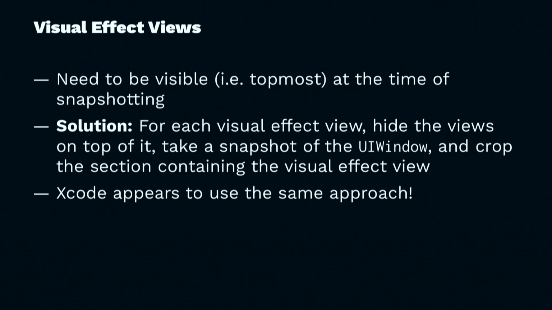The constraint here is that to snapshot a visual effect view, it needs to be actually visible at the time that you take the snapshot. So you have to be able to snapshot the window, and see the visual effect view directly so you can crop it out. What we do here is traverse the view tree, and for each visual effect view, hide all of the views that are on top of it. You traverse through these individual subtrees, figure out which ones are on top, and hide them. Once you've hidden them, you can take a snapshot of the whole UI window, and then crop the section of the snapshot that contains your visual effect view, and that's your snapshot.